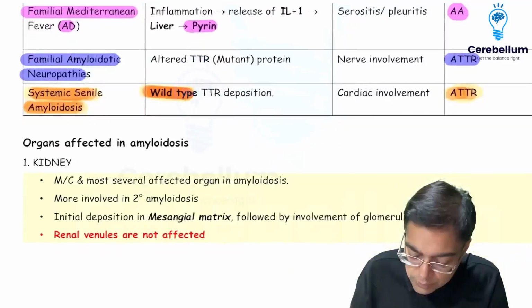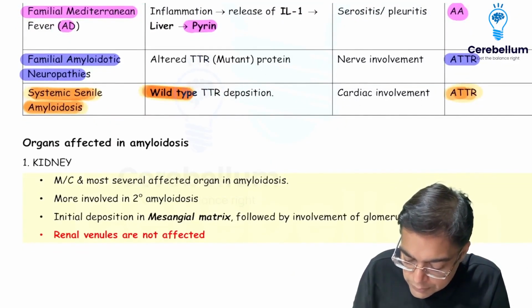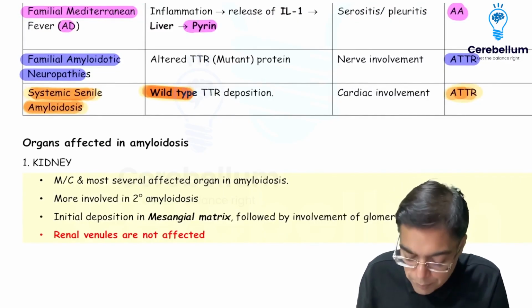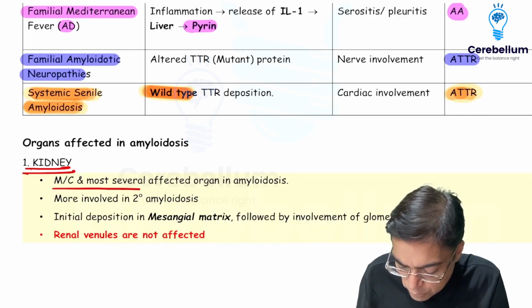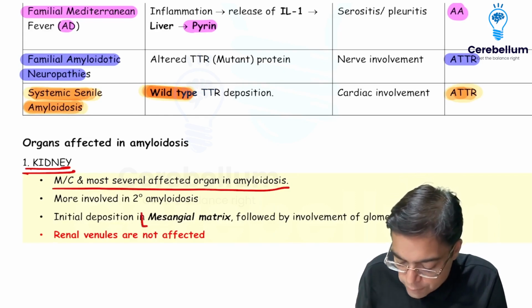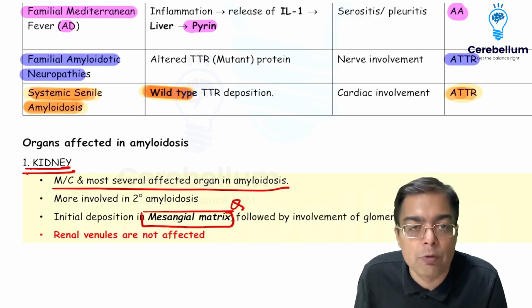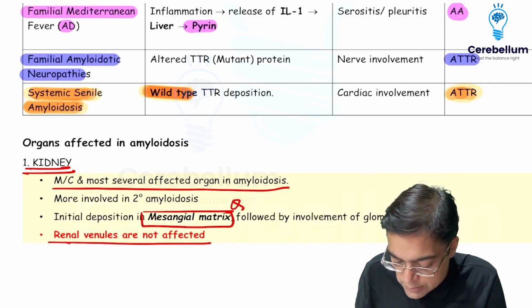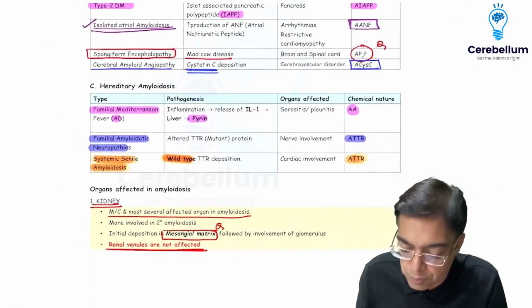If we have a quick look at the organs affected in case of amyloidosis, of course, we can talk about the involvement of the cardiac tissue. That could be in the form of cardiomyopathy. Let us first have a look at kidneys. Kidneys are going to be affected in a lot of patients having amyloidosis, so one of the commonest organs affected. It is associated with involvement of the mesangium, and clinical presentation therefore is in the form of nephrotic syndrome. What is to be remembered over here is the renal venules are not going to be affected.